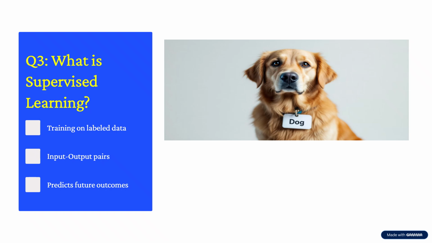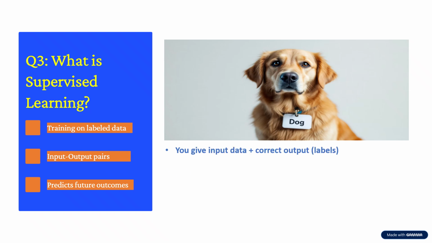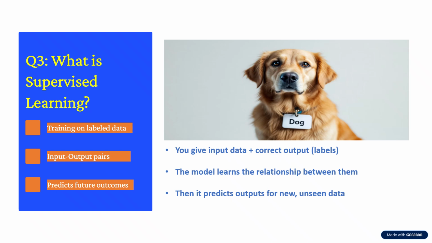Supervised learning is a technique where a model is trained on labeled data to learn the mapping between inputs and outputs so it can predict results for new data. So basically, you give input data plus correct outputs. The model learns the relationship between them, then it predicts the outputs for new unseen data.